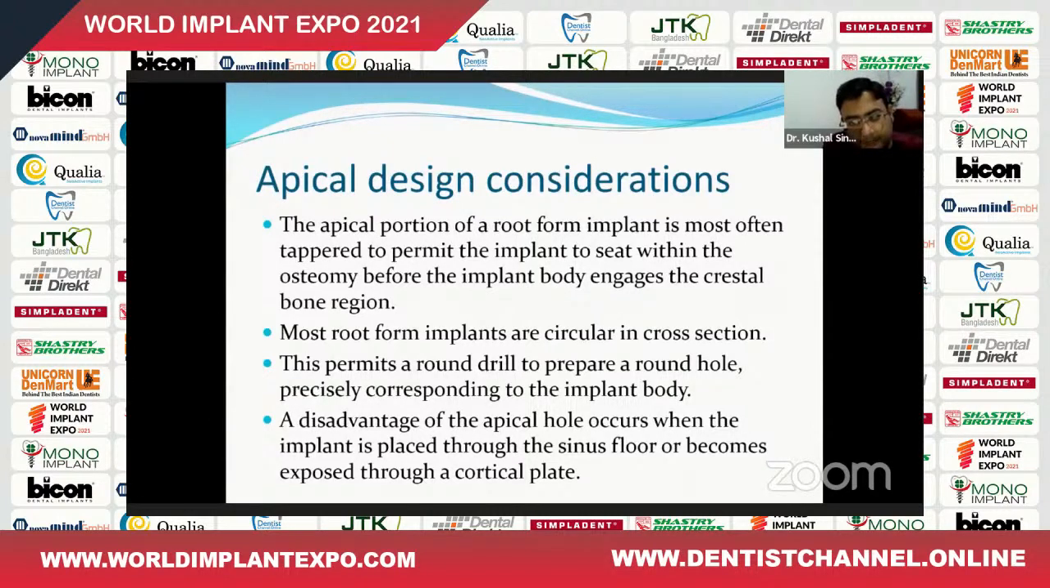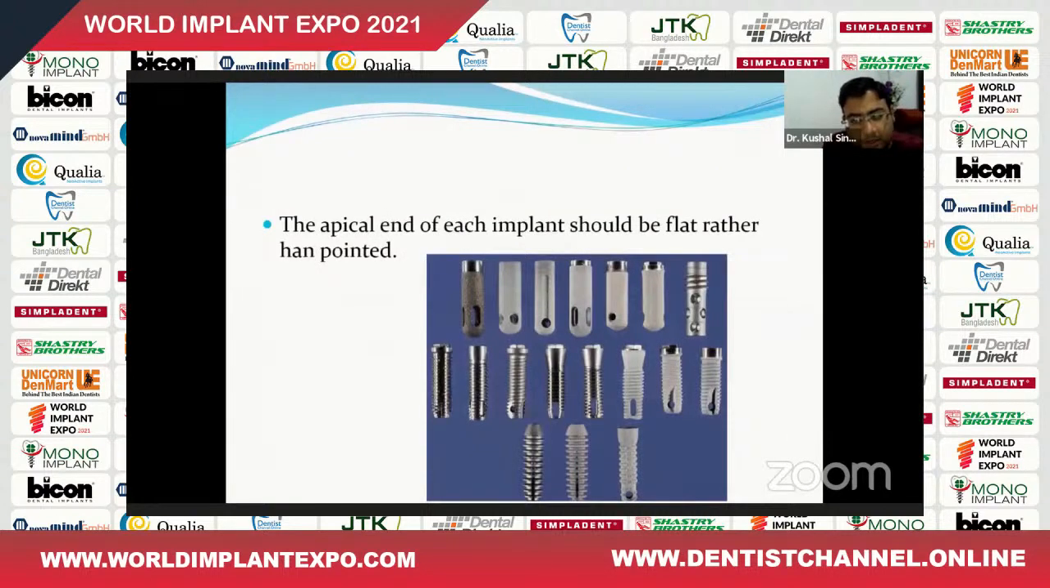Now in the next slide. These are the apical end implants which are flattened rather than pointed and have a hole in them. While using these hole implants in the upper posterior region, where we have to consider the sinus, these implants are not preferable.